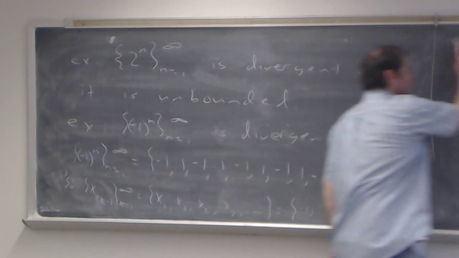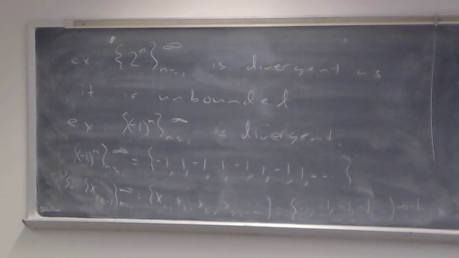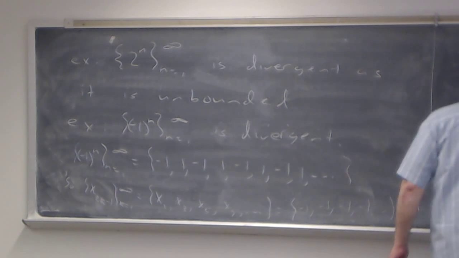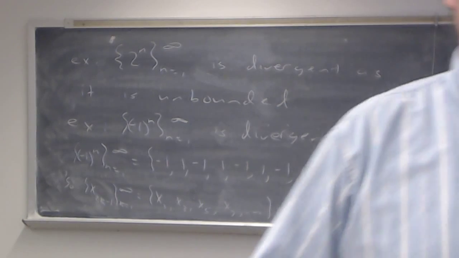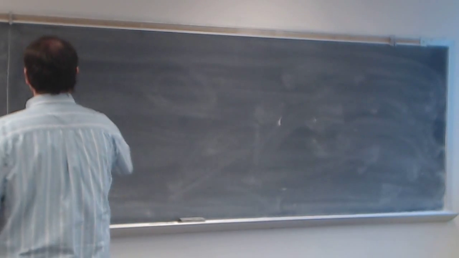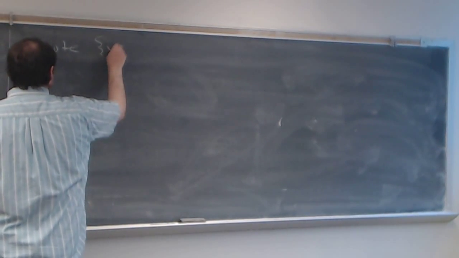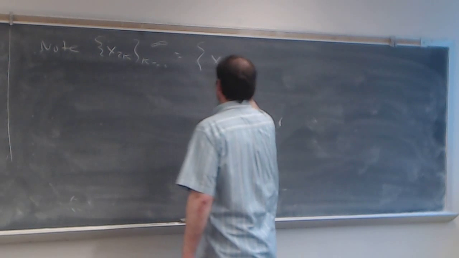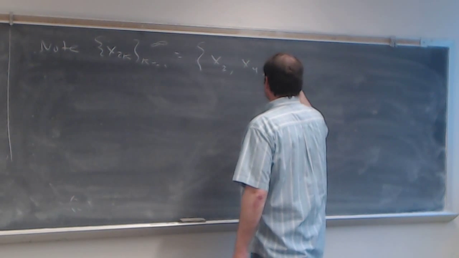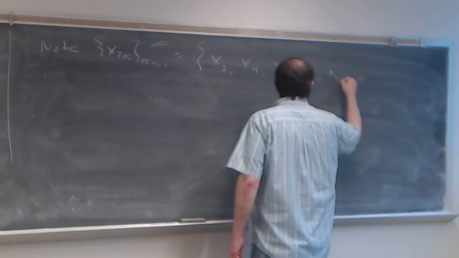And similarly, I can find another subsequence that converges, but it won't converge to minus 1. Joe, got a suggestion? X sub 2k. All right. So if the first term involved here is x of 2, then there'd be x of 4, and x of 6, x of 8, and x of 10, and so forth.